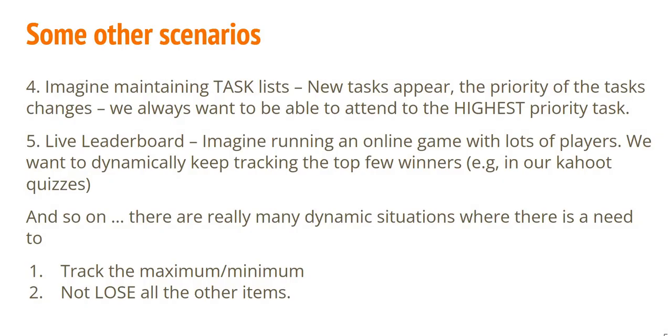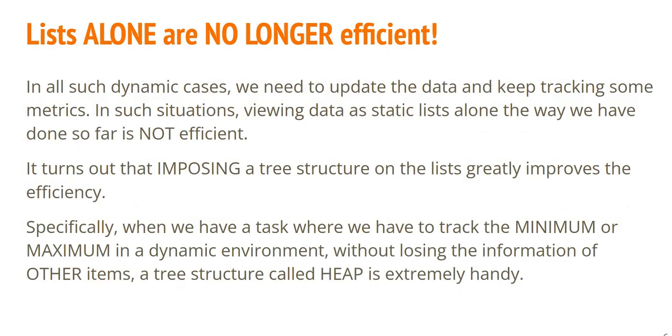And now these problems are also called priority queues because we're basically assigning a priority to every item and we want to find the maximum priority at any given point. There are many, many such examples. It turns out that once we have a dynamic situation of this sort, lists are useful. So we will use lists.